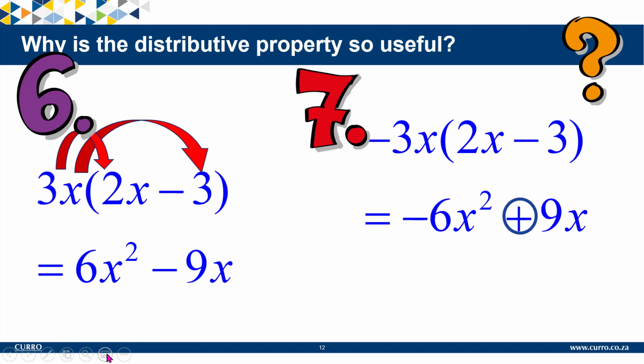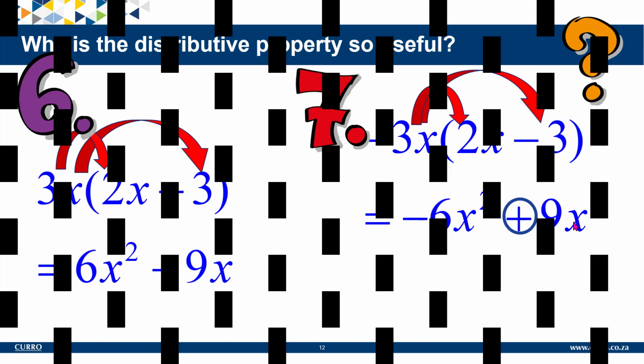By multiplying 3x by 2x, that is equal to 6x squared. Remember, 3 times 2 is 6, x times x is x squared. And 3x by negative 3 is negative 9x. In example 7, we must also use the distributive property. So negative 3x times 2x is negative 6x squared. Look at the signs. And negative 3x times negative 3 is positive 9x. Yes, we have to be careful if there's a negative in front of the bracket.